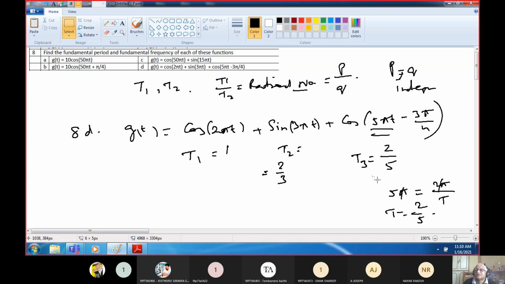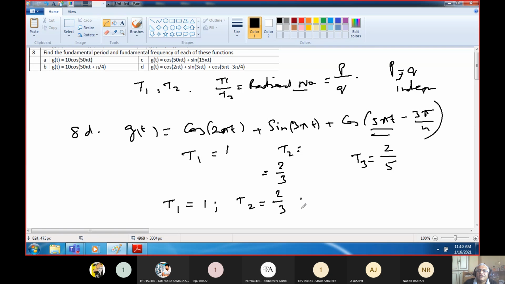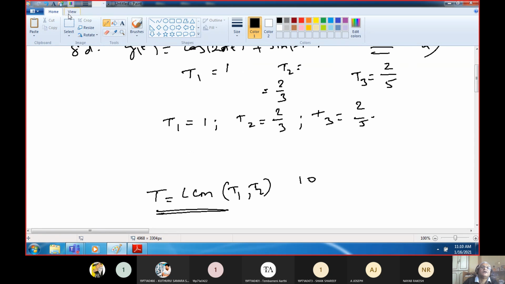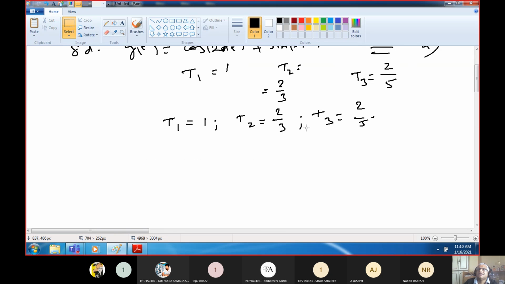Okay. So now here I will leave this problem to you because you have three numbers. So T1 is equal to 1, T2 is equal to 2 by 3, and T3 is equal to 2 by 5, right? And then you have to find the LCM of these three. How will you find the LCM of three numbers?